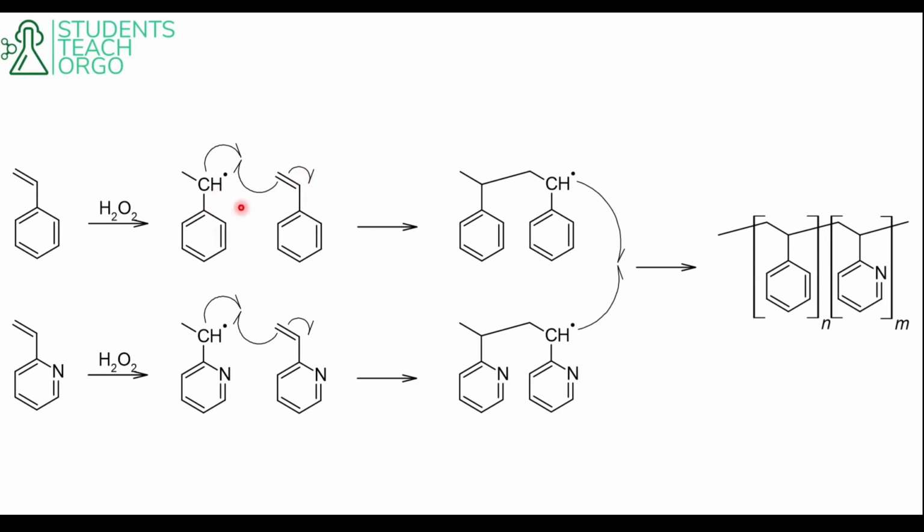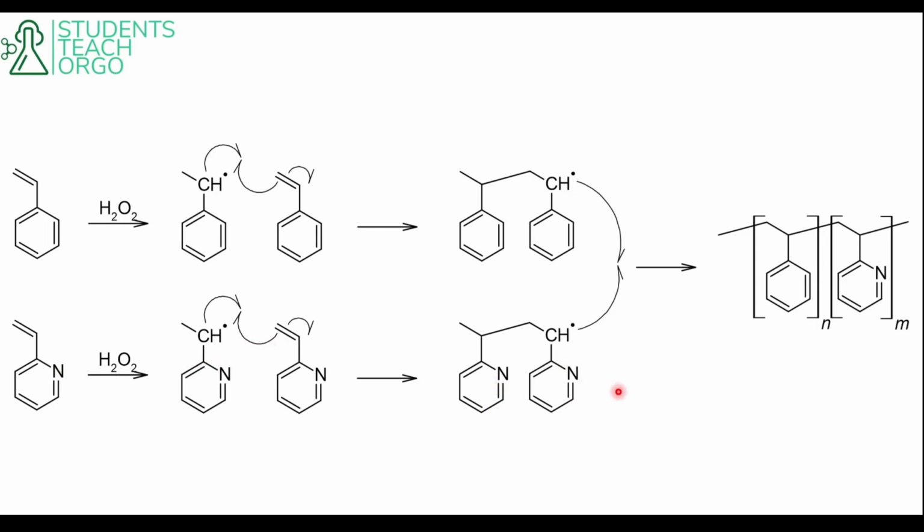And then now when we bring that radical near another styrene group, it forms a single bond with one of the electrons in the alkene, and then the other electron in the alkene becomes a new radical, as we see here. So that will repeat n number of times. And then for the 2-vinylpyridine, it's the exact same mechanism, where instead of styrene, we just replace this carbon here with an N to get our pyridine group. And so what we end up with is this.